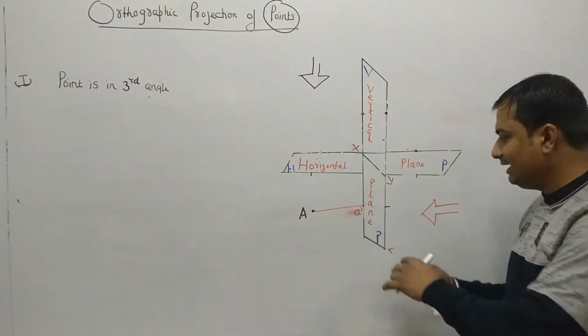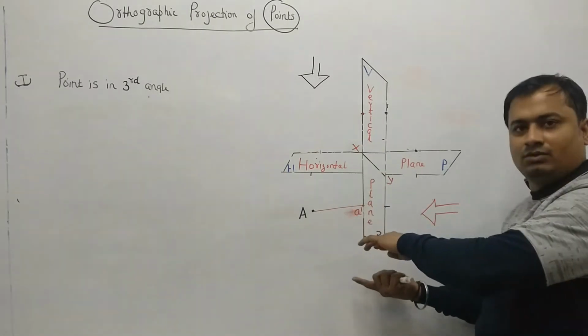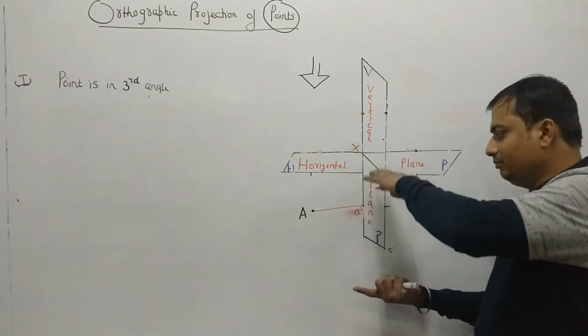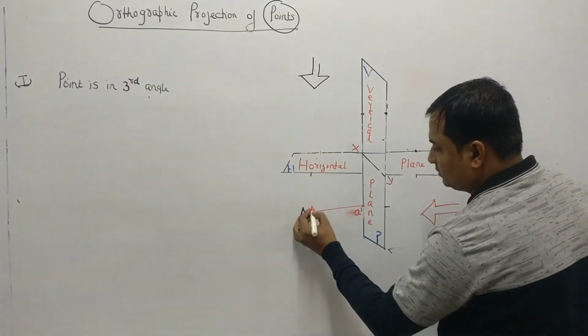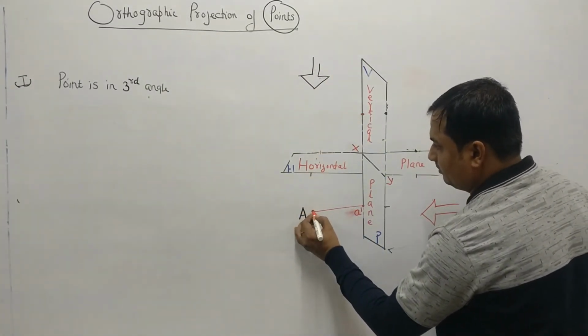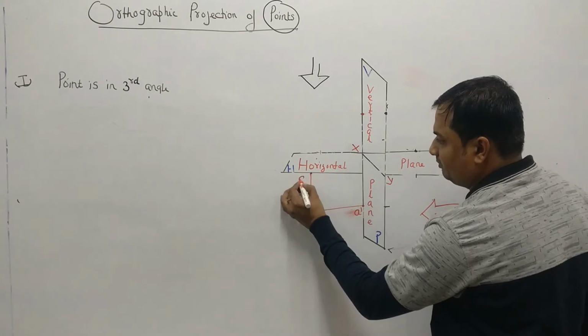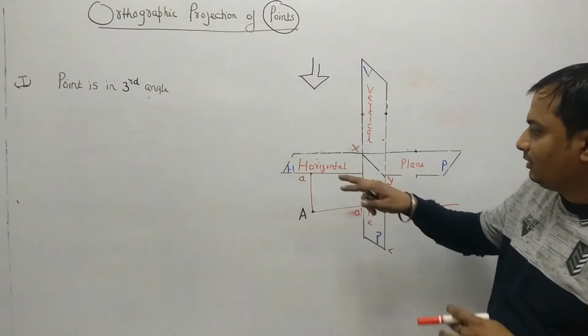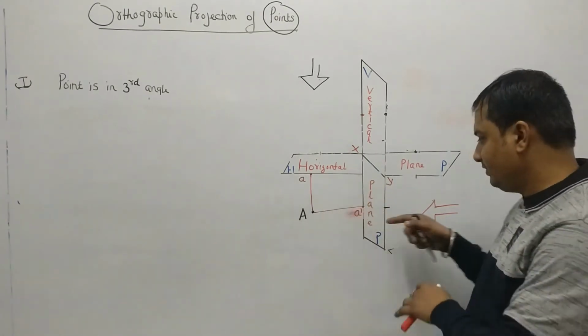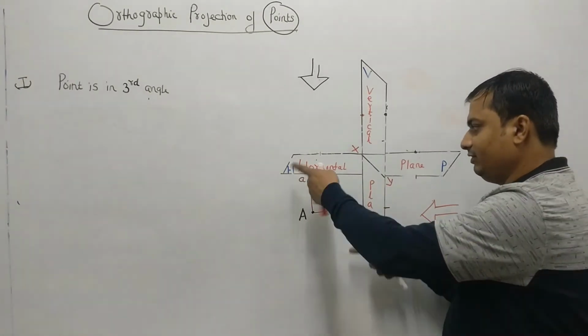As you can see, A dash is already below XY. It has already come below XY. Now when we look from the top, where is the location of my point on the HP? This will be my top view. So when the observer sees from the top, the front view will be on the VP, and the top view is on the HP.